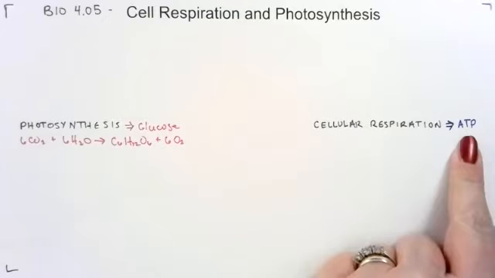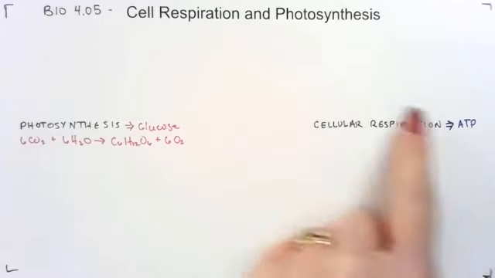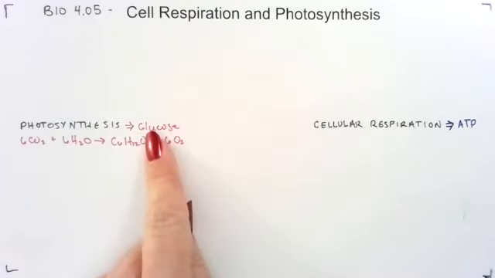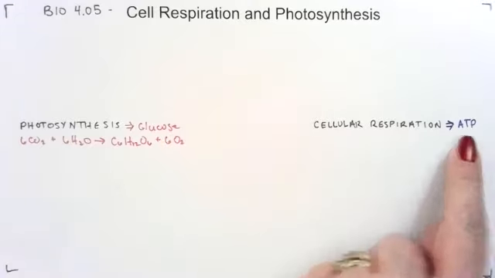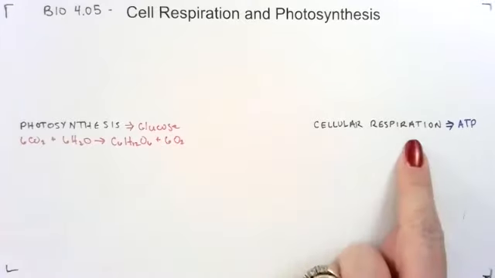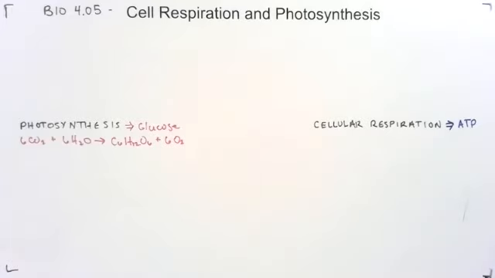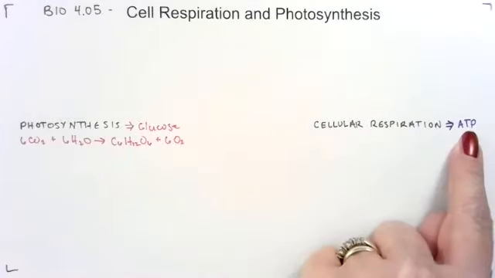Well, here's the cool part. What do we make the ATP from? The glucose. So, what about plants? Are plants done when they're here? No, plants have to do this too. They need ATP as well. So we find out that the glucose becomes the source for our ATP.